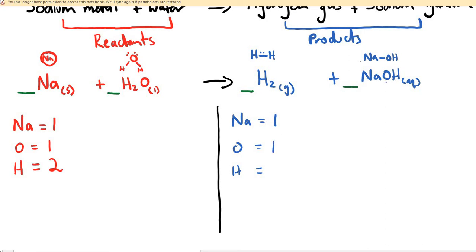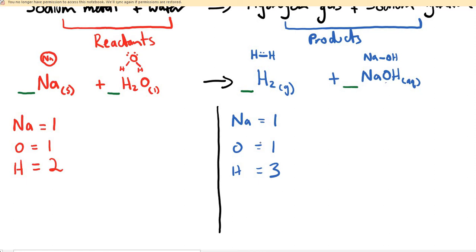And how many hydrogens do I have on the product side? Well, I've got 1 here in the hydroxide ion, and I've actually got 2 here in the hydrogen gas molecule. So I've actually got 1, 2, 3. I've got 3 hydrogens on this side. All right, so that's what we start with. That's as we've written the equation, that's what we've got.